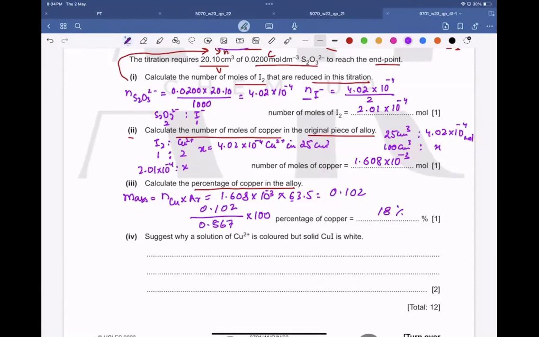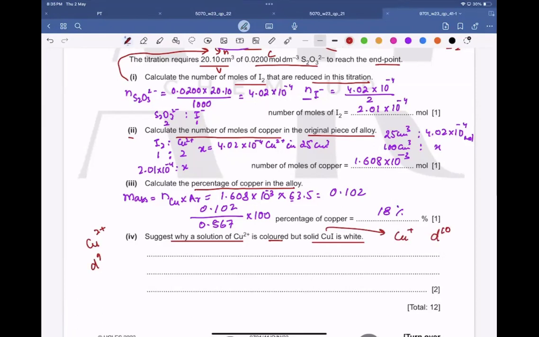Okay. Now, suggest why a solution of Cu2 positive is colored, but solid CuI is not colored. See, it's a concept-based question, because if you see here, when the copper is 2 positive, in its d orbital there are 9 electrons. But in CuI, the copper is 1 positive, and in 1 positive, it's d10.